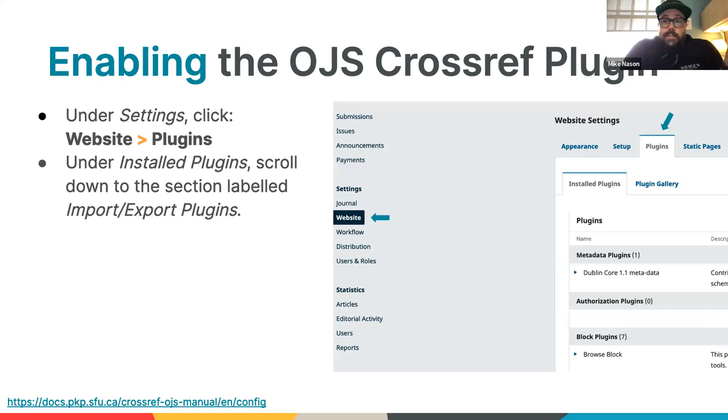So, enabling the OJS Crossref plugin. This is a little bit easier. I believe it is automatically enabled in most cases, but we'll just go through the steps here. The same under settings, you click website and plugins, and then you scroll down under installed plugins, and you find the section labeled import export plugins.